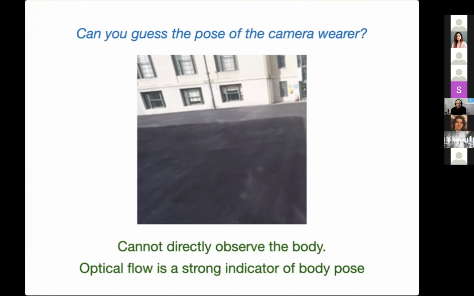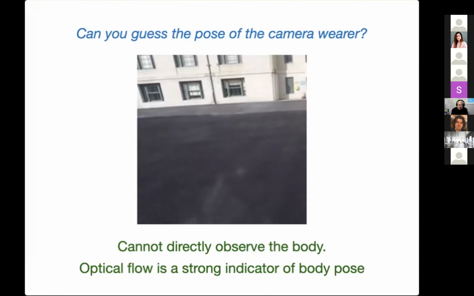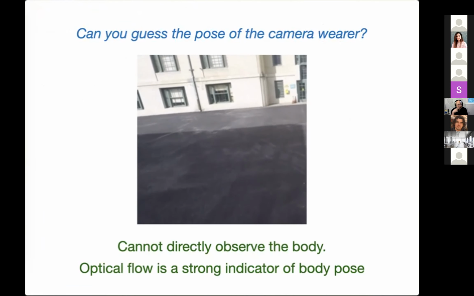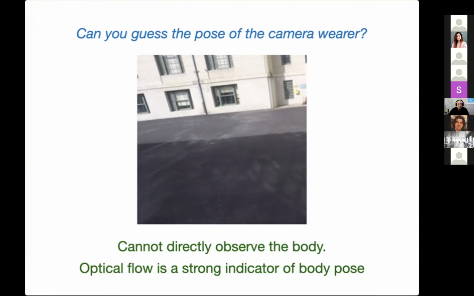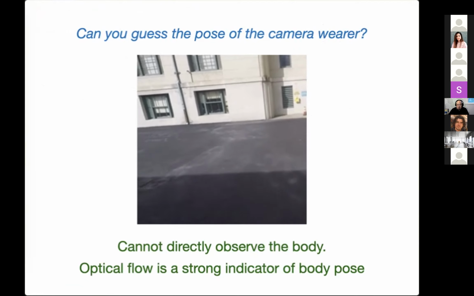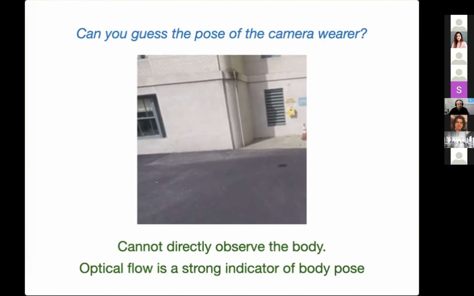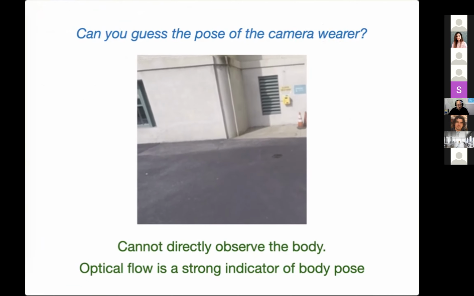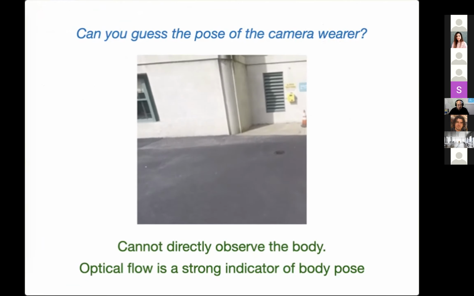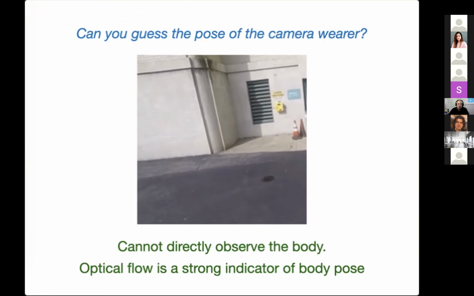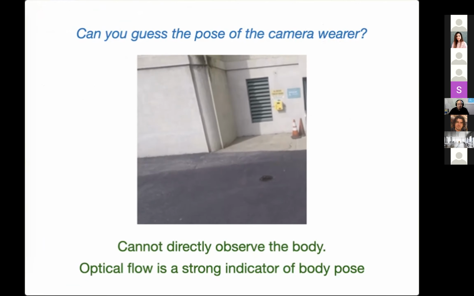Just to set this up, if I were to give you this egocentric video, where a person has a camera on their head and is walking, can you guess the pose of the camera wearer? You'll notice you can't see the body of the person wearing the camera at all. But the optical flow that you get from this video is a pretty strong indicator of body pose.